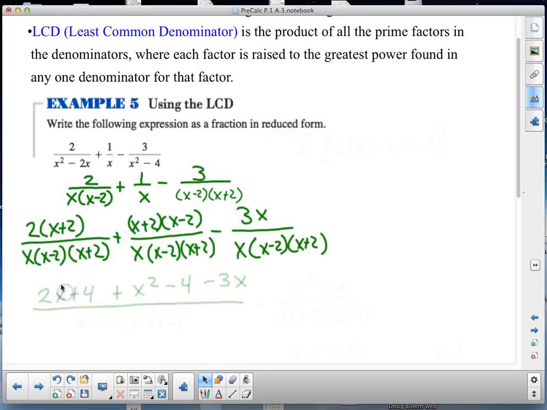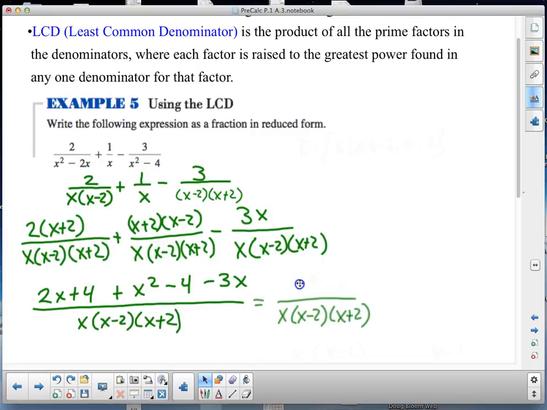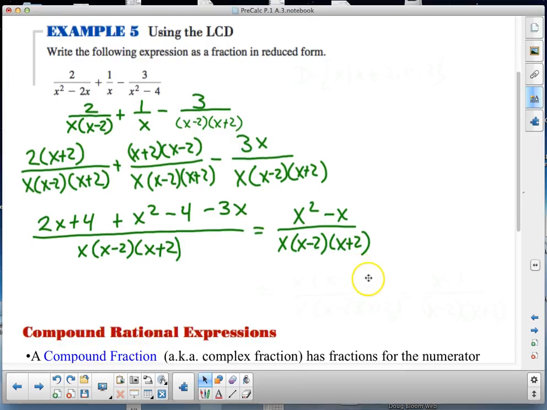Now I've got 2x plus 4, x squared minus 4 minus, x squared minus 4 because it's the difference of two squares, and minus 3x. Now I'm going to combine like terms in my next step here. And I've got x squared, and I got negative 4 and 4, that's 0, and negative 3x and 2x, that's negative x. And now I'm going to look for my restrictions.